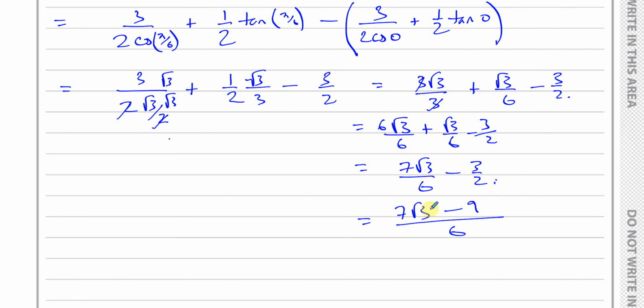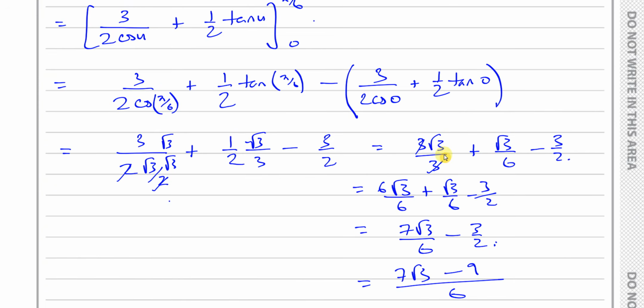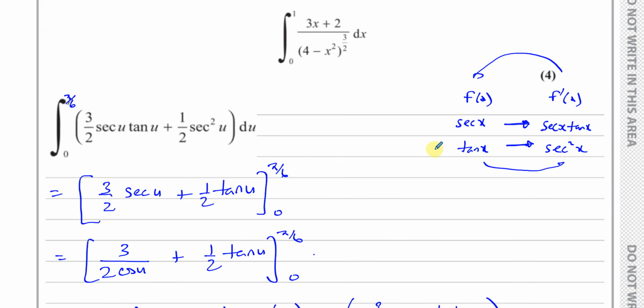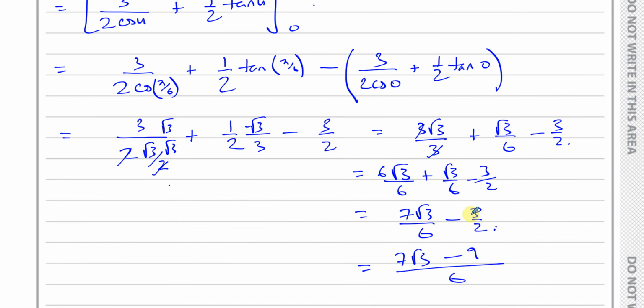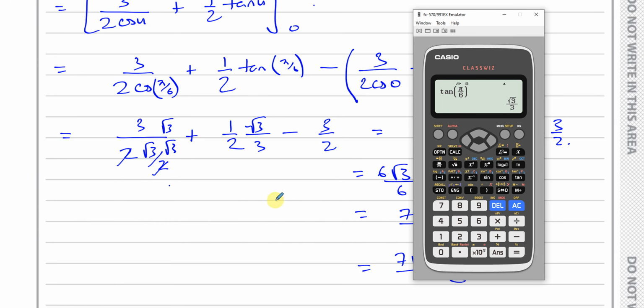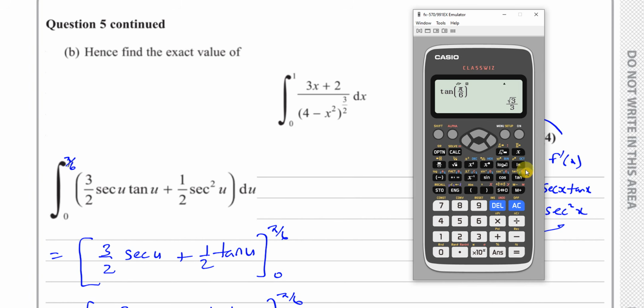Okay, so 7 root 3 minus 9 over 6. And there's the answer to this question. Now, supposing I want to check to see if my answer is correct. What we can do is go to the original equation here and stick this into our calculator. Okay, and we could even do the same with this actually.